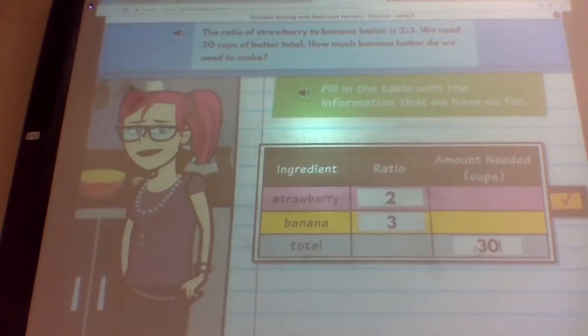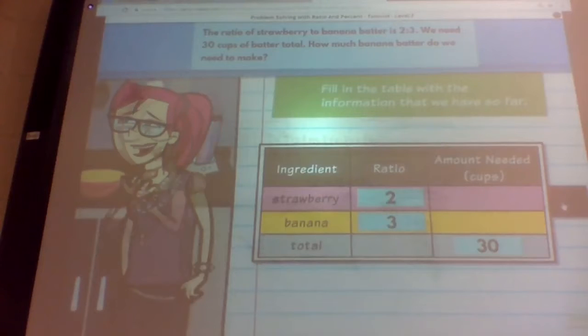Listen to what it says. It says the ratio is 2 to 3. We need 30 total cups. So all we're doing is filling in the table with the information that we already know. We're not doing anything else but looking at the information that they have and putting it in the table.